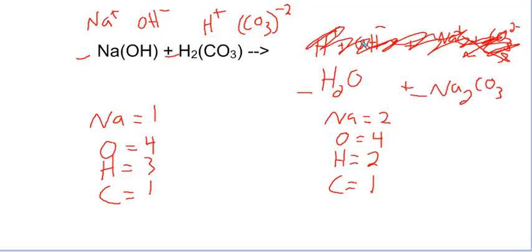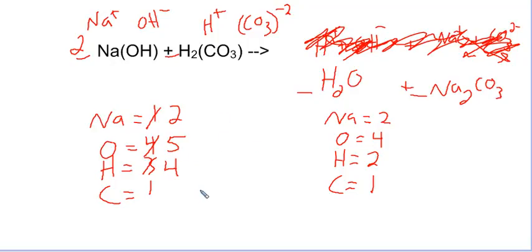So now we just have to balance it. We already have 2 on the product side. Why don't we put a 2 right here? That's going to change this to 2. It's also going to change our oxygens to 5, and it's going to change our hydrogens to 4. Now we have a 2 and 2, 5 and 4, 4 and 2, and 1 and 1.